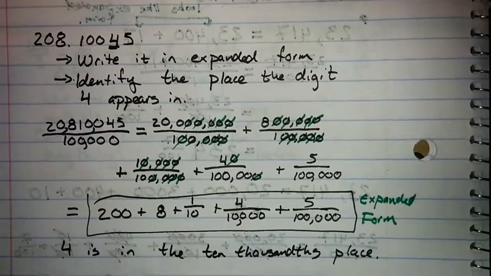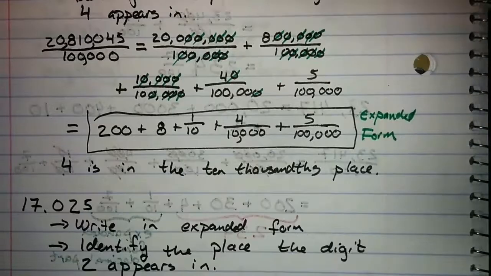I'm going to give you one of these to try. Take the number 17.025, write it in expanded form, and then identify the place the digit 2 appears in. Pause the video and try this now.